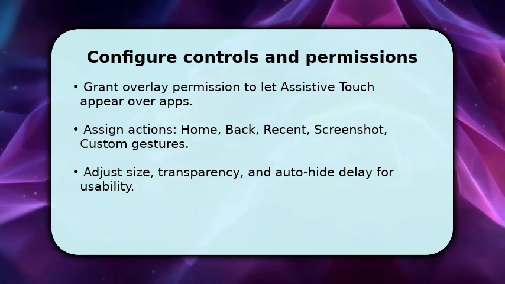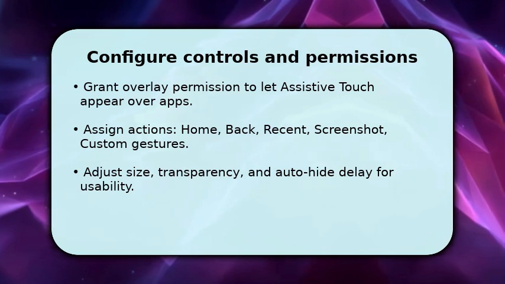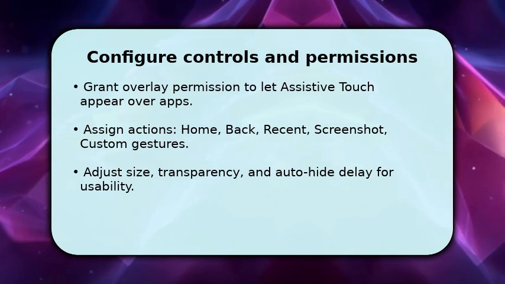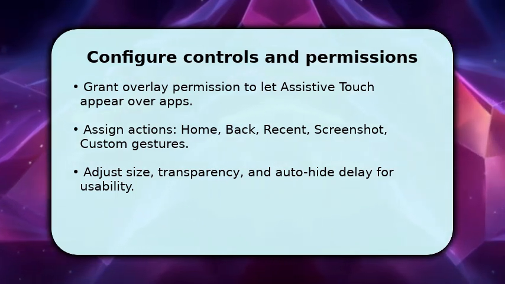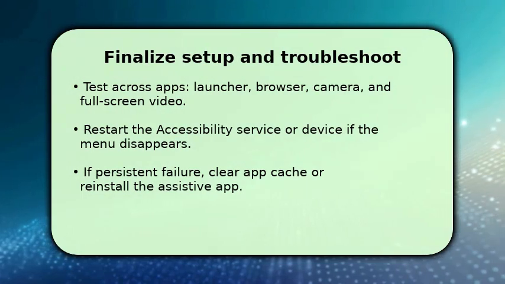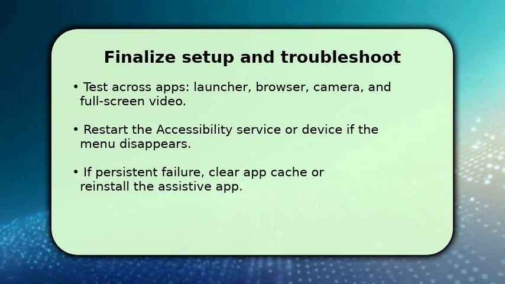Then fine-tune size, transparency, and auto-hide delay to avoid obscuring content while keeping it reachable. Make sure to test each action immediately so you can adjust mapping and sensitivity. Finish by validating the feature across typical apps so you catch edge cases.